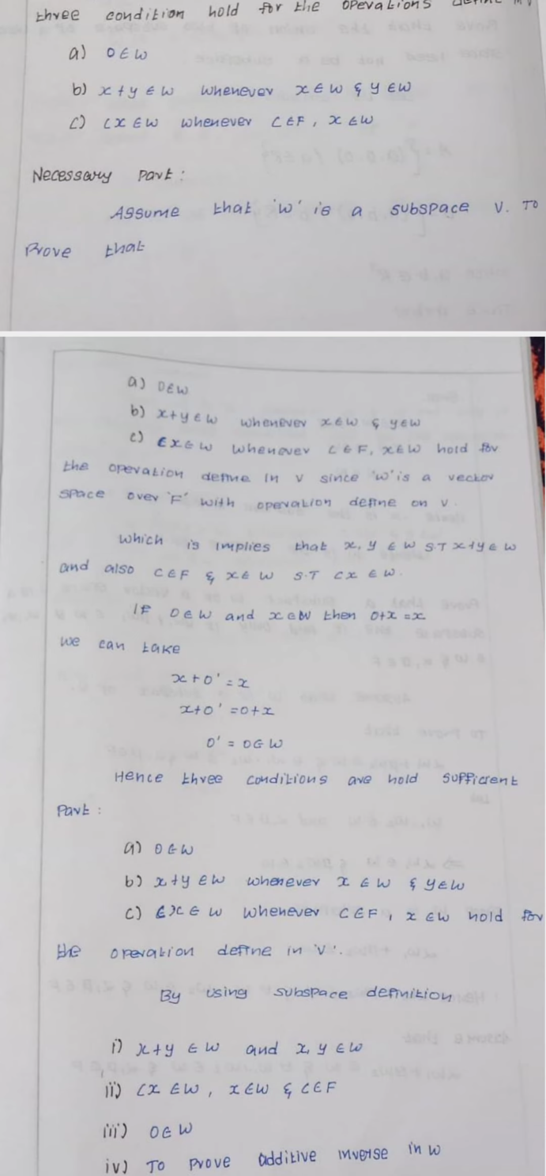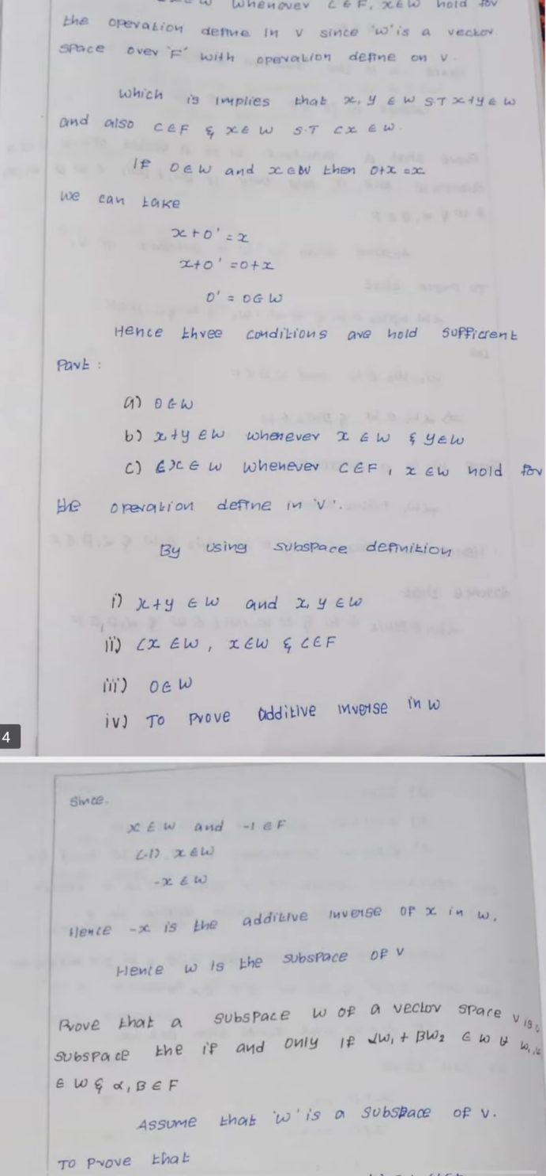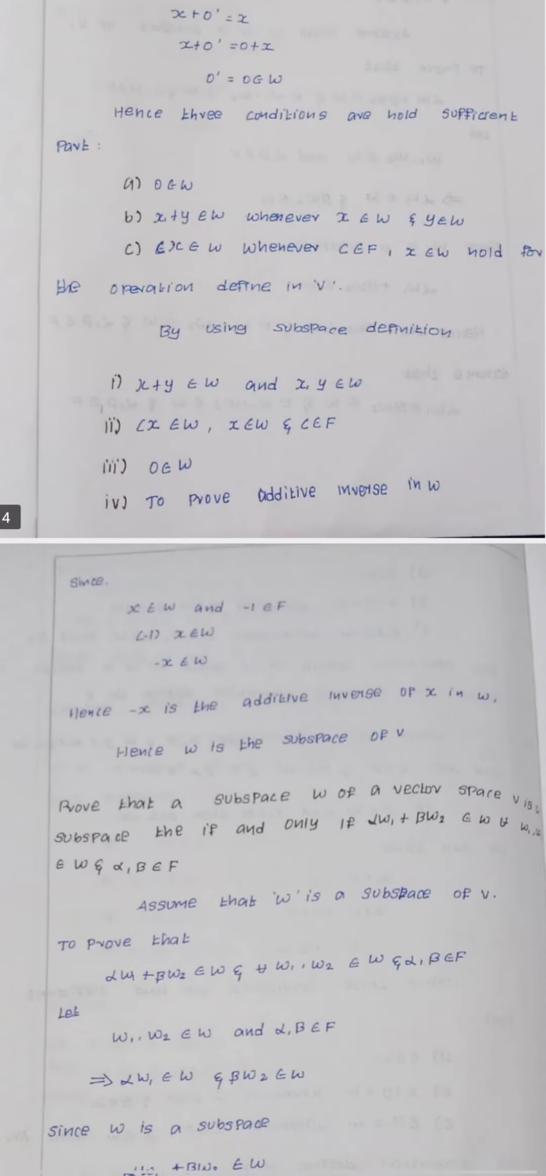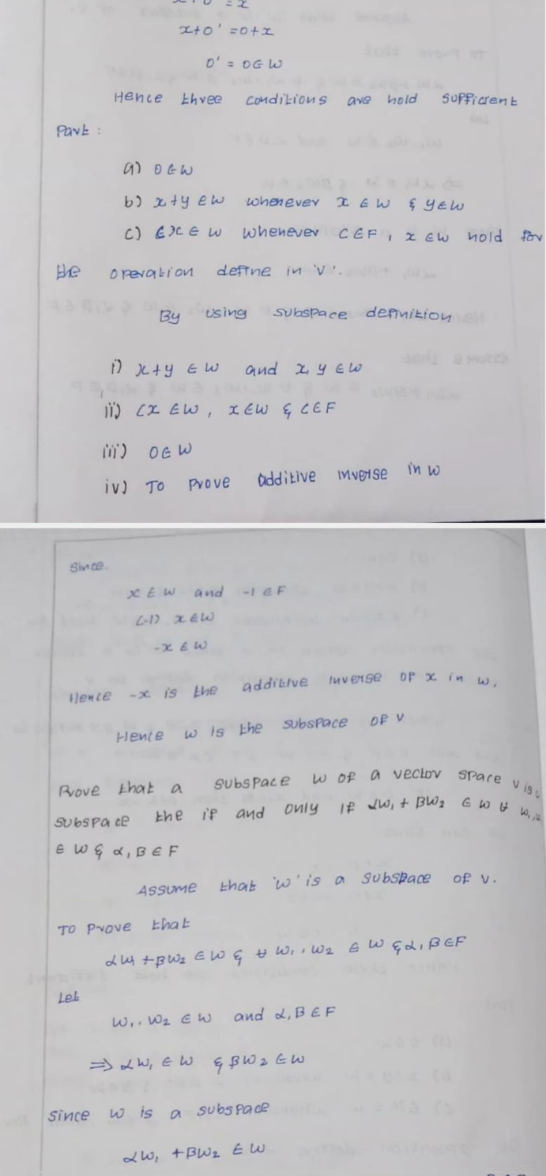Next we assume the sufficient part. The three conditions hold. Now we have to prove W is a subspace of V. So we can take 0 belongs to W, x plus y belongs to W whenever x belongs to W and y belongs to W, and Cx belongs to W whenever C belongs to F and x belongs to W, hold for the operations defined in V. So by using the subspace definition, there are four conditions to prove. Already the first three conditions hold.